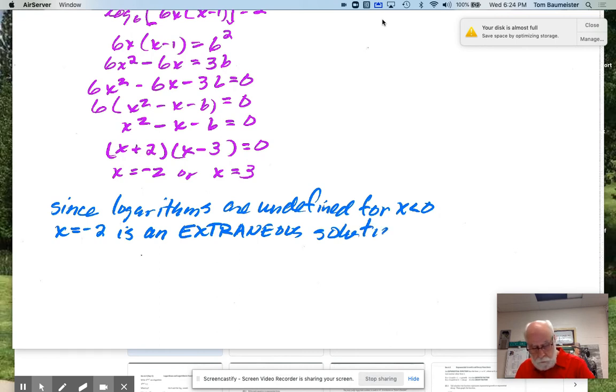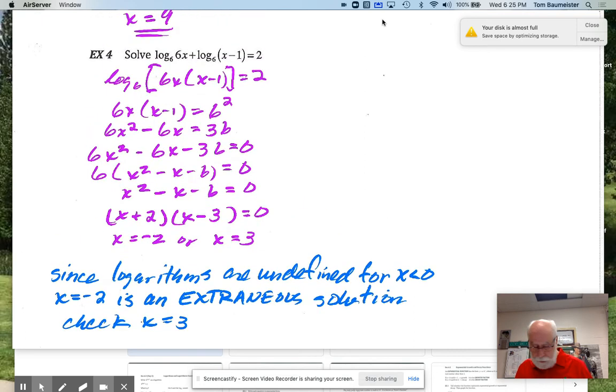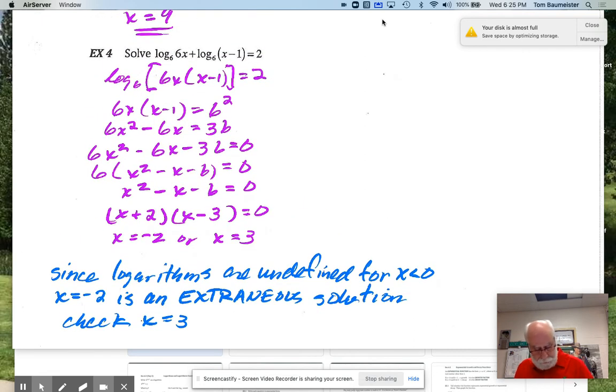So we have to check x equals 3. I mean, I don't have to check that one because it'll give us an error when it's less than 0. But it could work on other ones. So let's check.